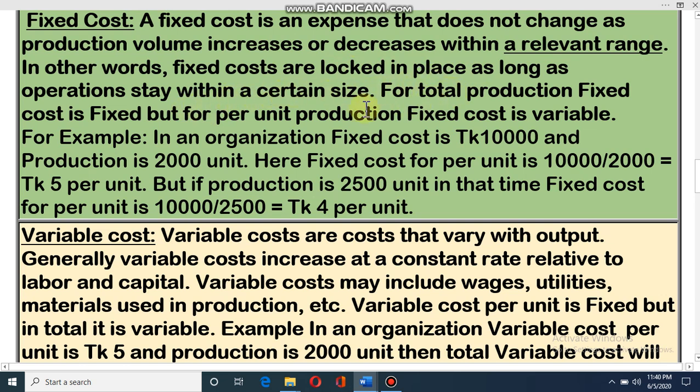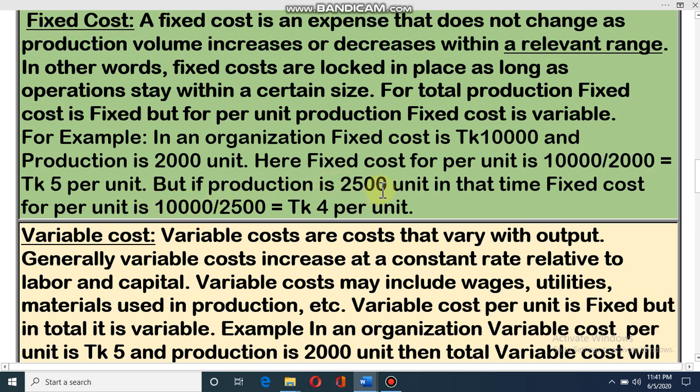For total production, fixed cost is fixed, but for per unit production, fixed cost is variable. Dear student, this is an important MCQ for your exam. The total fixed cost is fixed, but per unit, it is variable. Look at it by an example. In an organization, fixed cost is 10,000 taka and production is 2,000 units. Here, fixed cost per unit is 10,000 divided by 2,000. That means taka 5 per unit.